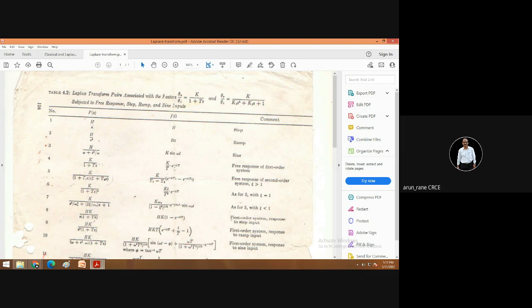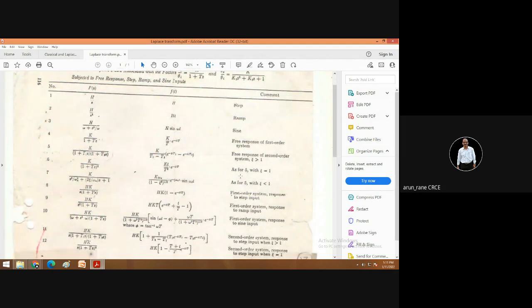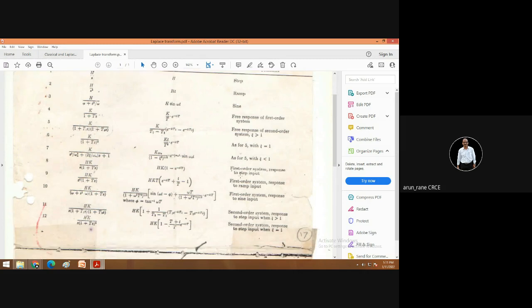Now here you have k upon T into e raised to minus t upon capital T. This is called the free response of first order system. Just have a look properly, try to understand this. Free response of first order system is given by this, and Laplace of this is k upon 1 plus ts. So Laplace inverse of k upon 1 plus ts will be this, and so on.